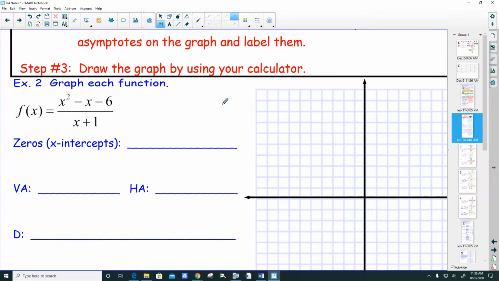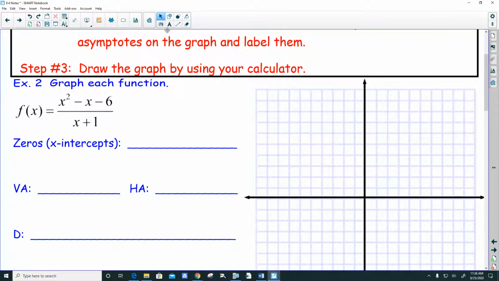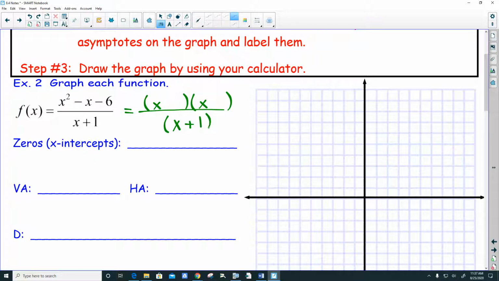All right, so we know that our initial step is to always factor. So we're going to go ahead and factor this trinomial with a lead coefficient of 1. Looks like the denominator, there's nothing that we could factor there, not even a GCF. I need two numbers that multiply to be -6, but add to be -1. Those two numbers would be -3 and +2.